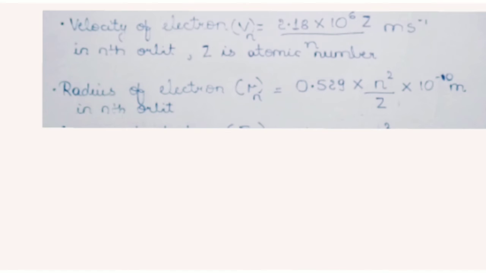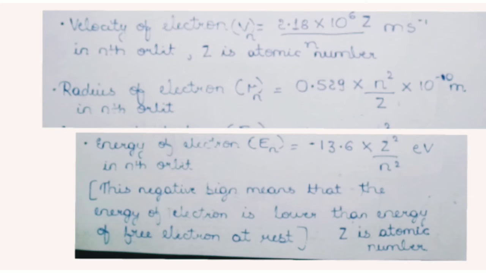Velocity of electron in nth orbit, denoted by Vn, is equal to 2.18 into 10 raised to 6 into Z divided by n, where Z is the atomic number. Radius of electron in nth orbit, Rn, is equal to 0.529 into n square divided by Z into 10 raised to minus 10 meter. Energy of electron in nth orbit, En, is equal to minus 13.6 into Z square by n square electron volt. Here the negative sign indicates that the energy of the electron is lower than the energy of a free electron at rest.